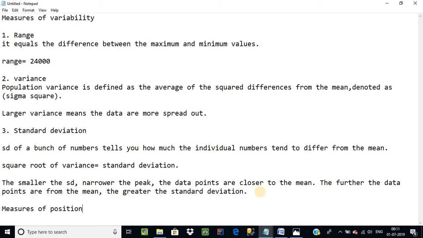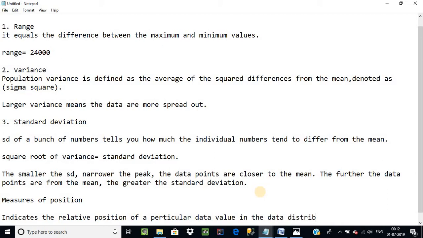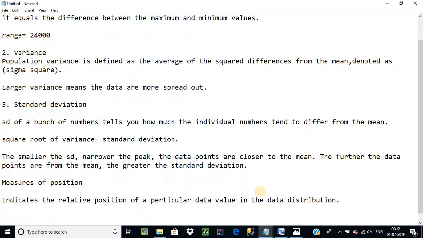In a previous tutorial video, I discussed measures of central tendency. In this video, let's discuss measures of position too. First, what is a measure of position? It indicates the relative position of a particular data value in the data distribution. Okay, so this is what it exactly means.